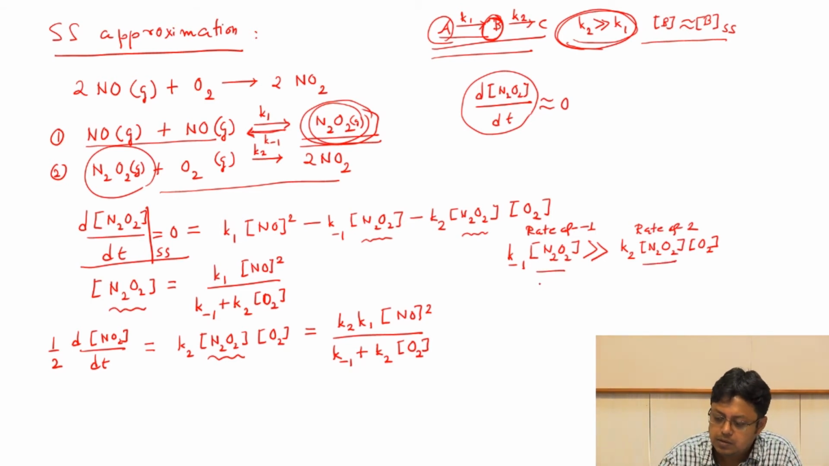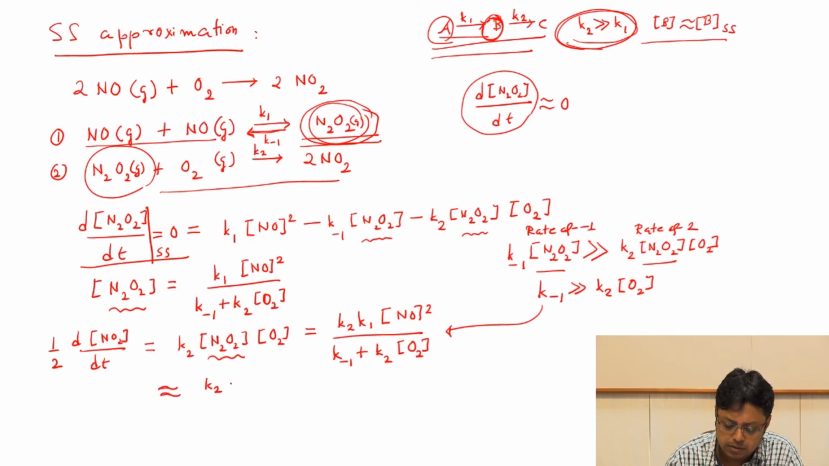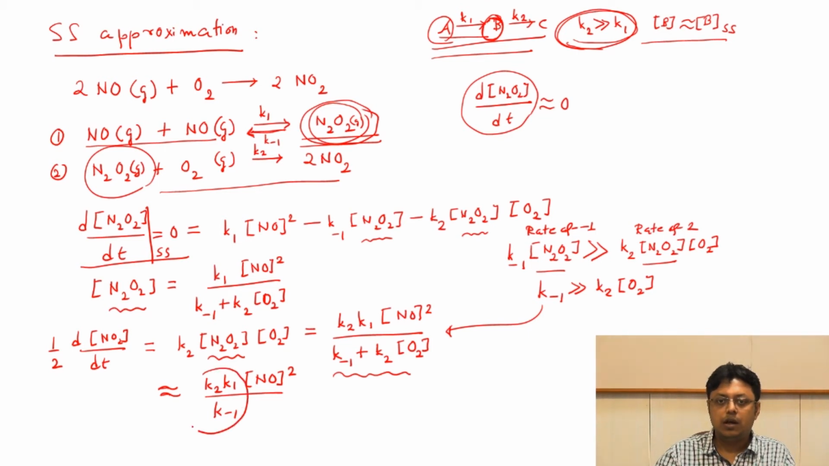Now, if we impose that condition, you can divide both sides by N2O2. So you are saying that K minus 1 is much, much greater than K2 into O2. Now we can use this condition here, and then we figure out that d[NO2]/dt will be nothing but K2 K1 into [NO] squared divided by K minus 1. We assume that K minus 1 is much greater than K2 into O2. So now we see that the observed rate law is the same as before.